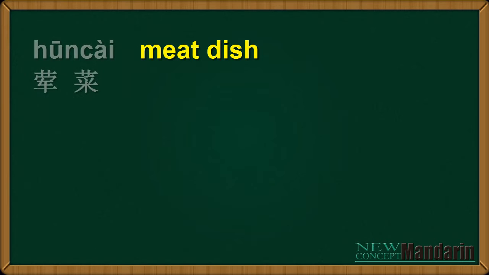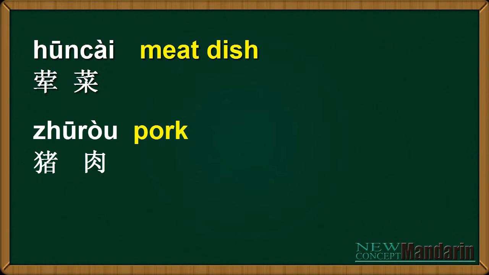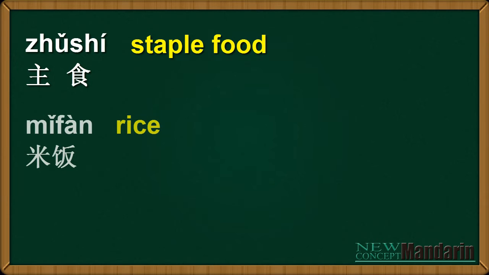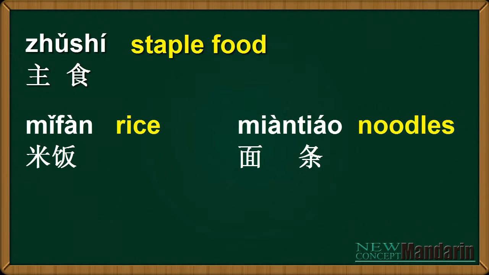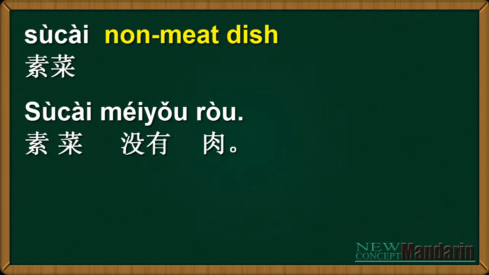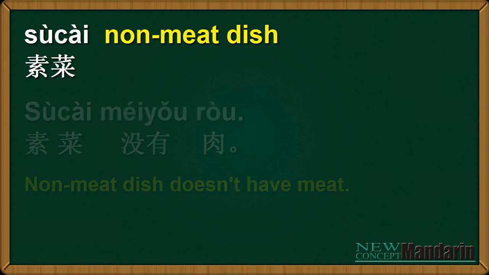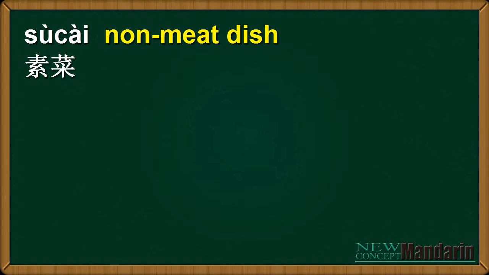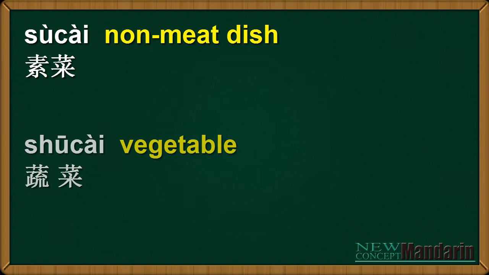我们已经学习了 meat dishes, 荤菜，比如猪肉鸡肉，staple food, 主食比如米饭面条。今天我们要看一看 non-meat dishes, 素菜。跟我读素菜素菜，素菜没有肉 they do not have meat. 素菜 could be vegetables. The word for vegetable is 蔬菜. Both 蔬 and 菜 mean vegetable. 蔬菜蔬菜 They sound very similar.